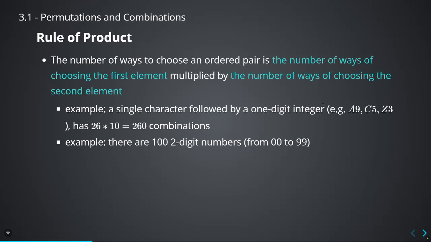And how many two-digit numbers are there? Well, you have 10 options for the first digit and 10 options for the second digit. So you have 10 times 10, which is 100 combinations from 00 to 99. All right, starting slow, starting simple.